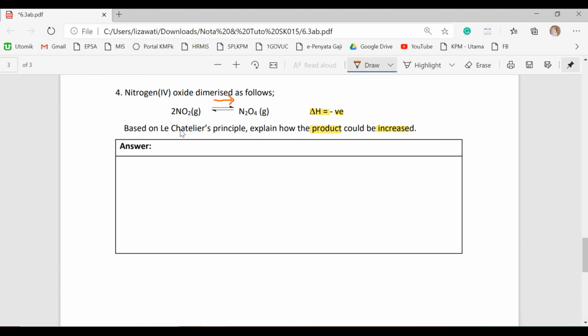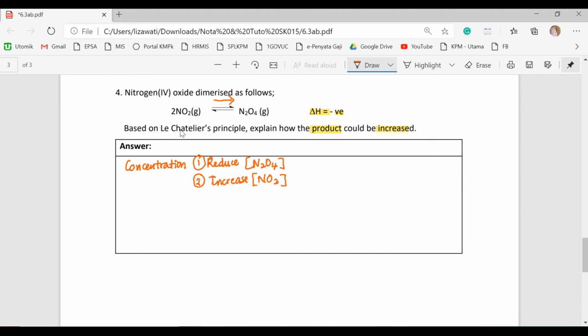Right, so we move to the first one, which refers to concentration. In terms of concentration, we want the equilibrium to always shift to the right. So what we can do is reduce the concentration of N2O4, and then we can increase the concentration of the reactant. These two will shift the direction of the equilibrium to the right side.